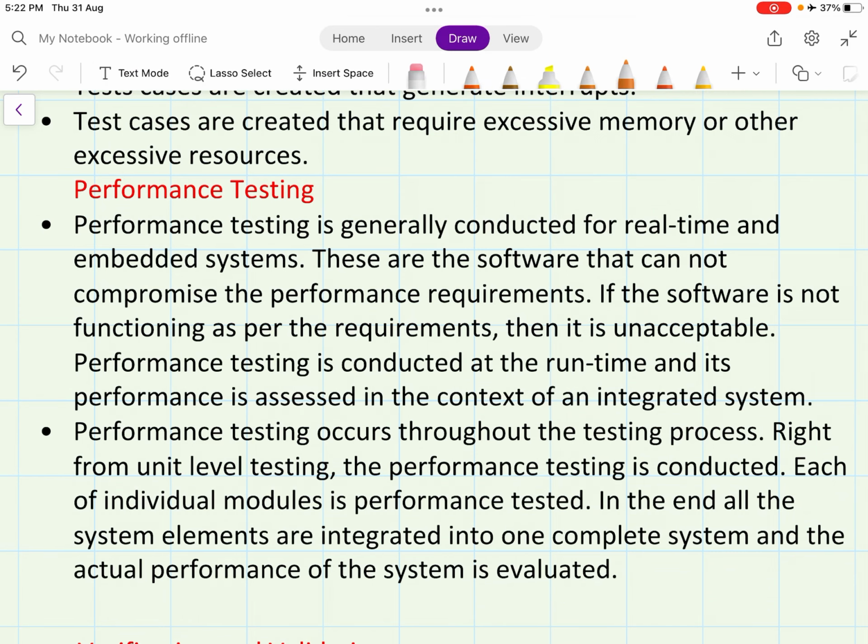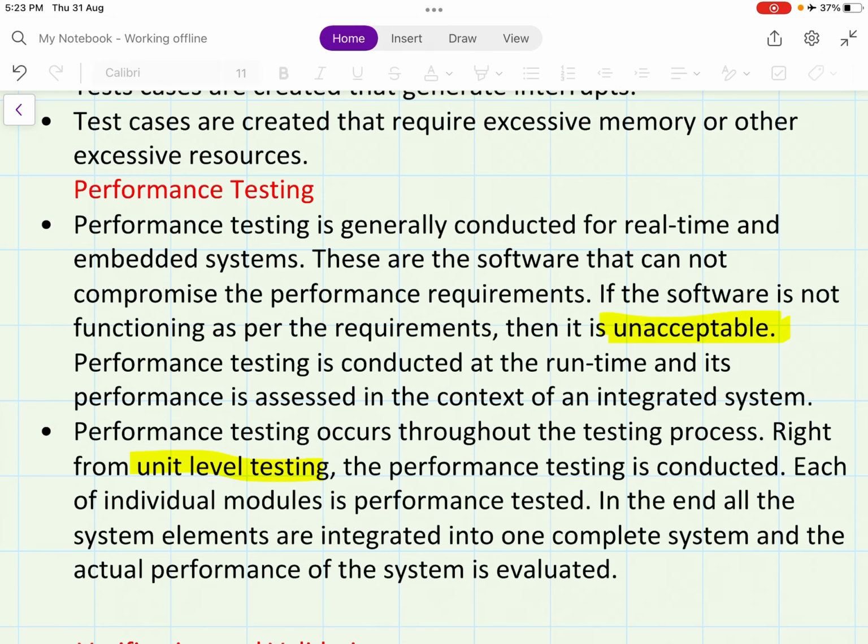So right from unit testing, that means right from the level 1 stage, it will happen till the last level, and then after every level is tested, you will completely integrate it into one complete system and then evaluate that complete system again, as a whole, to see whether it is performing perfectly or not. What is performance testing? Performance testing is nothing but checking whether the system is fulfilling the requirements of the customer. If it is not, then we say that the system is unacceptable.